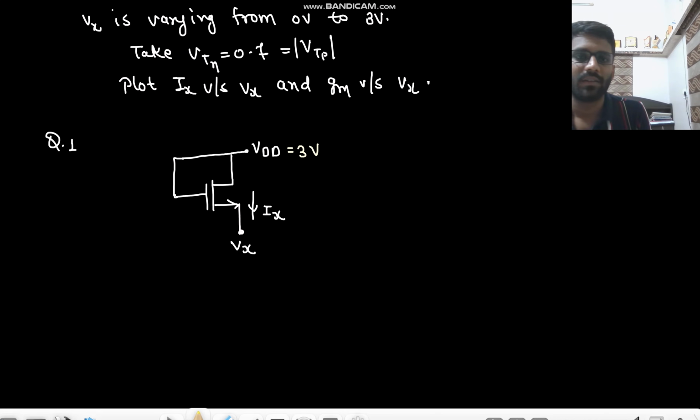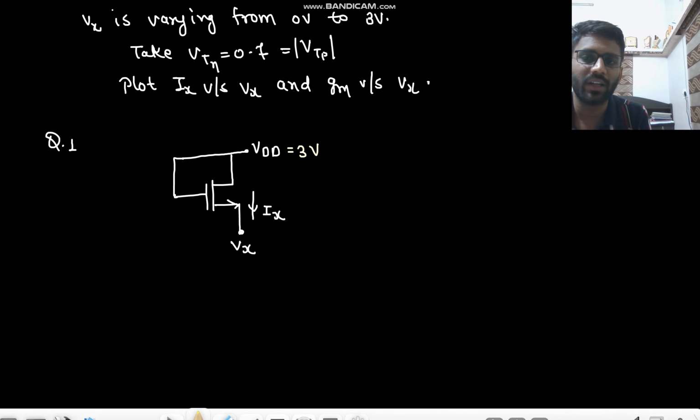Hello everyone. Now let us see the first interview question. These kind of questions are very often asked, and I don't think there is any other source available. These questions are from the Razavi book. On YouTube, I don't think any kind of lectures are available for these kind of questions. So what you need to do: Vx is varying from 0 to 3 volt.